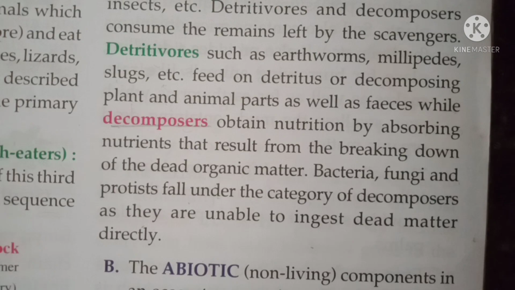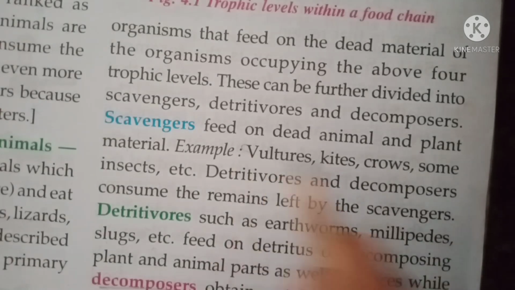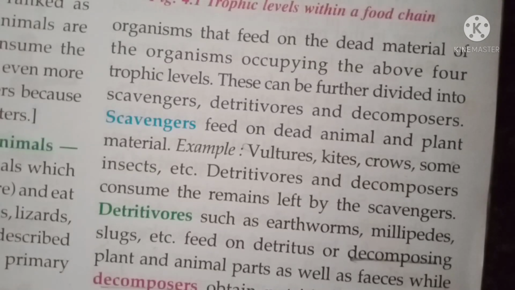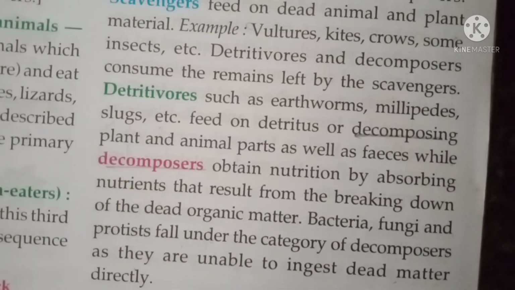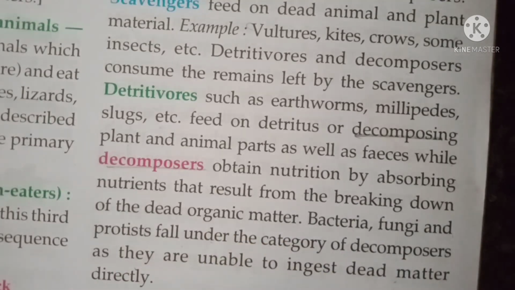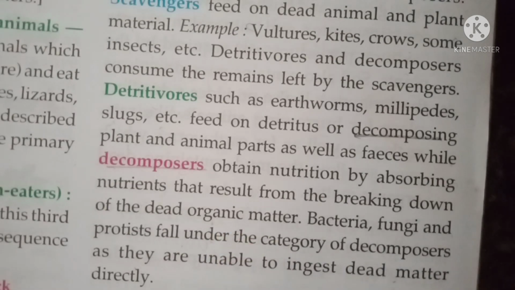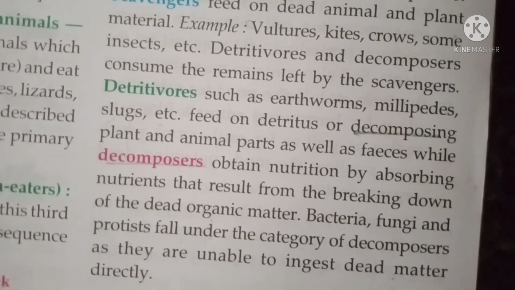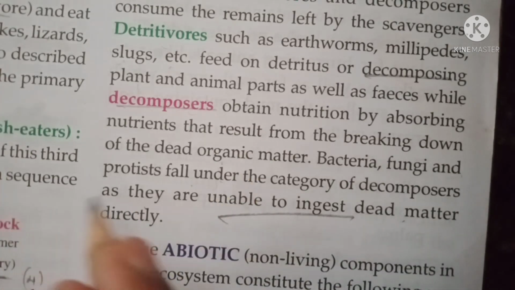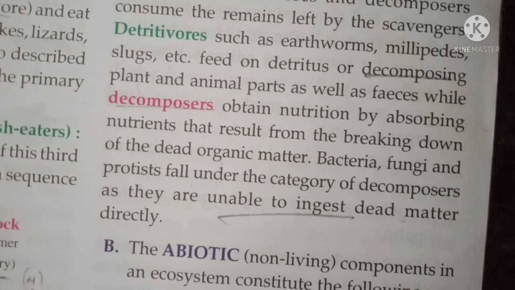I'm going to explain again. I know you didn't understand that. Scavengers feed on dead animals, such as vultures and kites, and detritivores such as earthworms, millipedes feed on the decomposing matter of the plant. And decomposers, what are decomposers? They obtain nutrition by absorbing it from the breaking down of dead organic matter. If something dead is there, they absorb the nutrition from the breaking down of dead matter. Examples are bacteria, fungi, protista. They absorb because they are unable to digest, so they absorb the nutrition from already broken down dead animals.